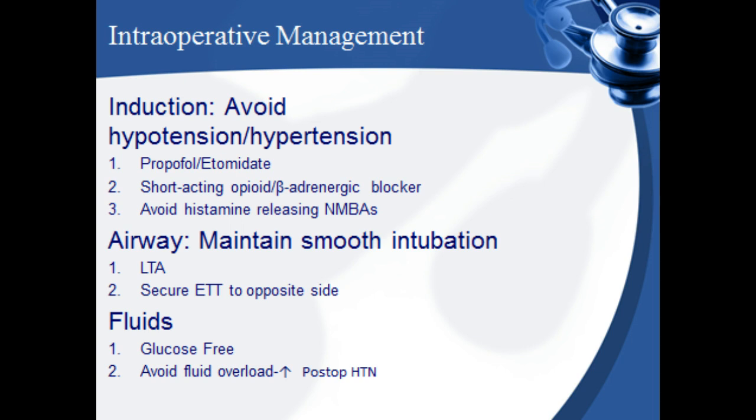Under airway, you want to make sure you maintain a smooth intubation. You might consider using an LTA, and you also want to secure your ETT to the opposite side. Under fluid management, your maintenance intravenous fluid should consist of glucose-free solutions because of potential adverse effects of hyperglycemia that we mentioned earlier. You want to limit the total fluid administration to 10 milliliters per kilogram in a typical 2-hour operation, because fluid overload can contribute to increased postoperative hypertension in this type of surgery.